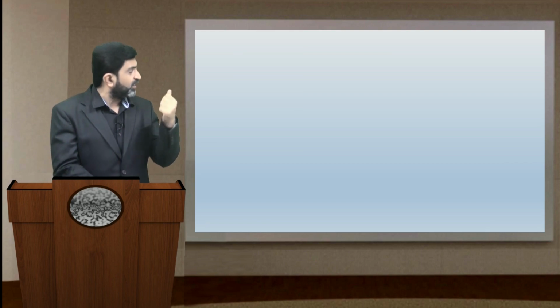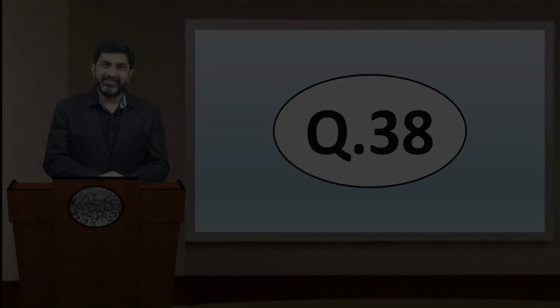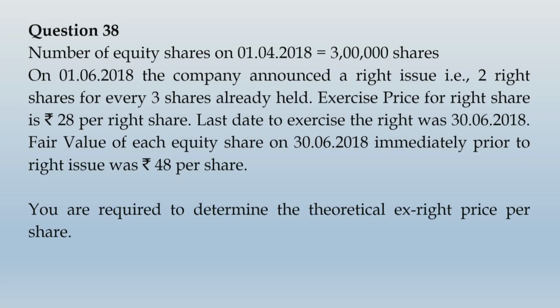So your focus on screen, let's begin with question number 38. Let us read this question. Number of equity shares on 1/4/2018 given as 3 lakh shares. On 1/6/2018, the company announced a right issue, that is 2 right shares for every 3 shares already held. Exercise price for right shares is rupees 28 per right share.